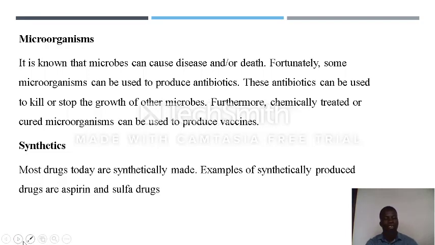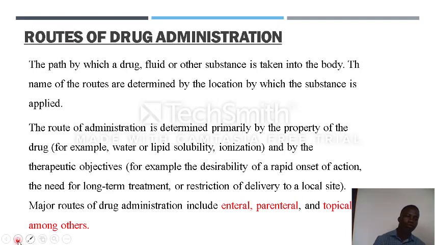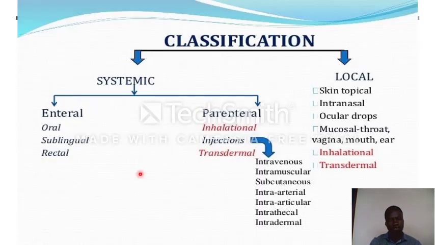Then we have synthetic sources of drugs. Then, coming to the route of drug administration, we said that it is the pathway by which a drug, fluid or other substance is taken into the body. The name of the route is determined by the location at which the substance is applied. So that is the route of drug administration for you. Then we moved on to the classification, and we said that under the classification we have systemic and local.